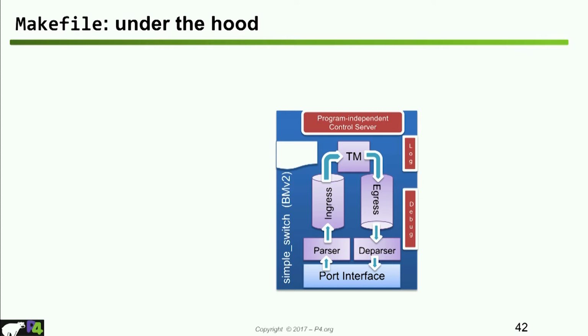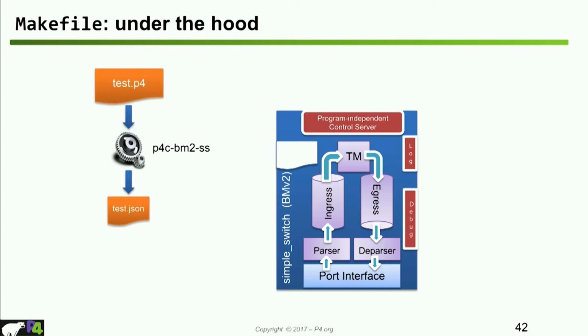Then there's a parser, the ingress pipeline, the traffic manager, the egress pipeline, and the deparser, and then it goes back to the port interface. So you write your P4 program and run it through the compiler, which produces a JSON file. This JSON file is then loaded into the simple switch program.